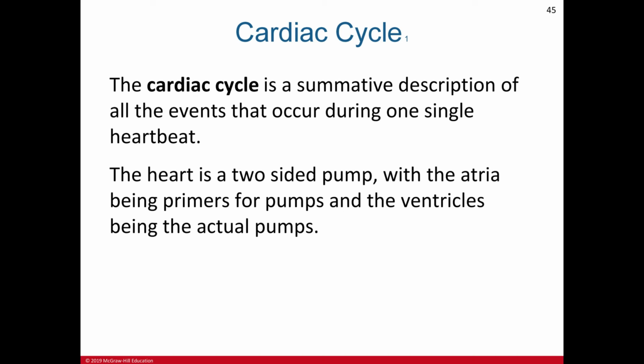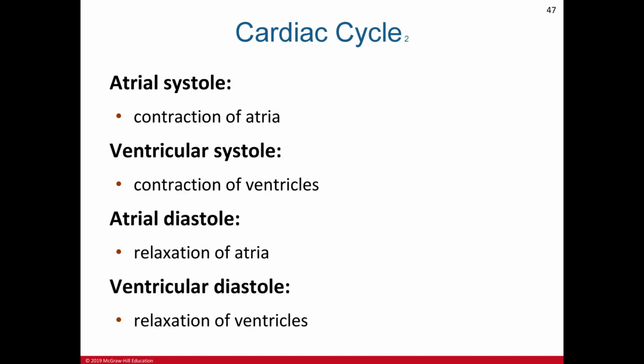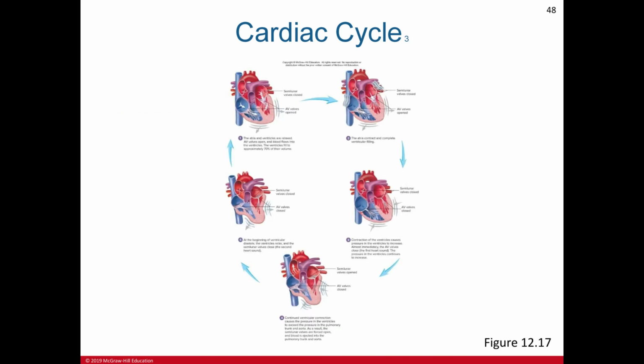A cardiac cycle is a summative description of all the events that occur during one single heartbeat. Two terms that we have to study are systole and diastole. When we say systole, it is contraction. And when we say diastole, it is relaxation. So the cardiac cycle is divided into four: the atrial systole, ventricular systole, atrial diastole, and ventricular diastole.